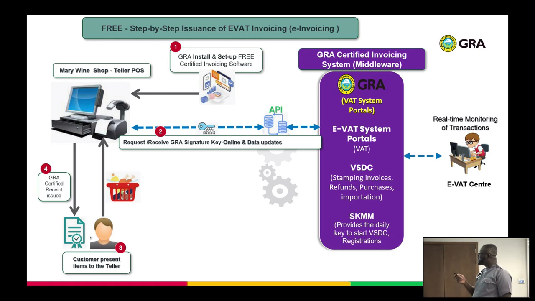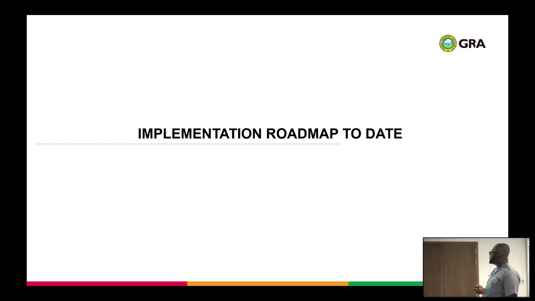So pretty much the same as the other one. The only difference here is that the connection between the taxpayer system and the Commissioner General system is instant. So you do not have to go through the process of re-establishing links and the rest of it. Everything is pre-certified, it's pre-connected to the Commissioner General system.